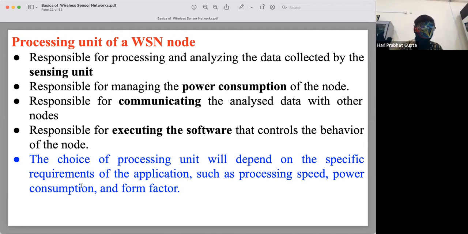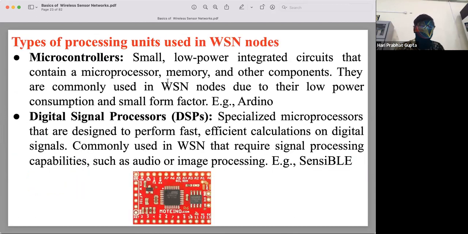Power consumption is also there. So you need to select the processor which consumes less power, but don't compromise with your requirement. If your requirement is high speed and you select a processor which consumes very little power and is very slow, then definitely it will not work. And form factor, that means what the shape is, what the packaging is, and what the size is, also comes into the picture. If this node or processing unit is of a very big size that cannot be put inside your device, then it is not useful. So these types of factors you also need to consider when you select the processing unit.